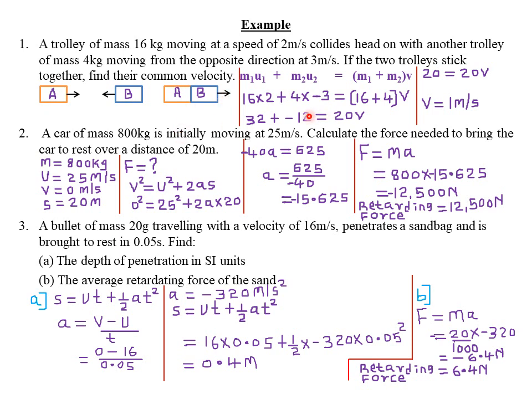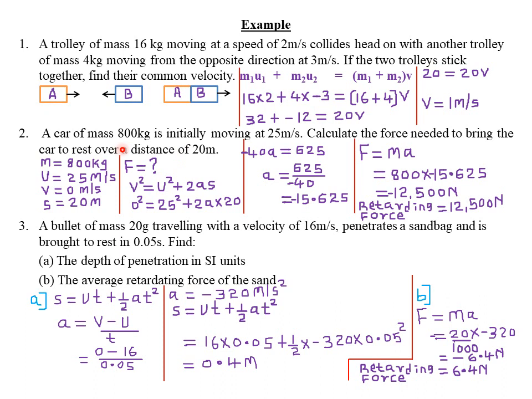Then, the key point here is this particular negative. Whenever you see that the body is moving in the opposite direction, or it is bouncing back, or it is moving in the reversed or backward direction, always remember to include a negative on its velocity, just as we have included the negative in this velocity of negative 3 meters per second. So that is the key point there.